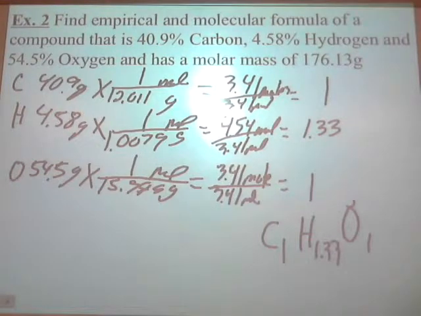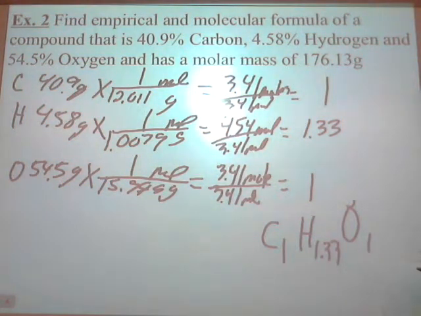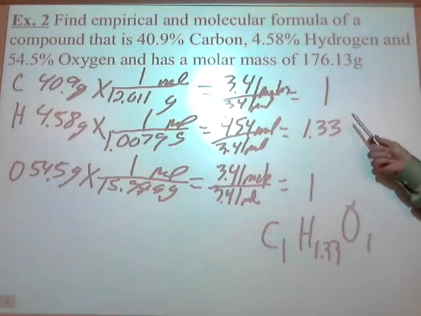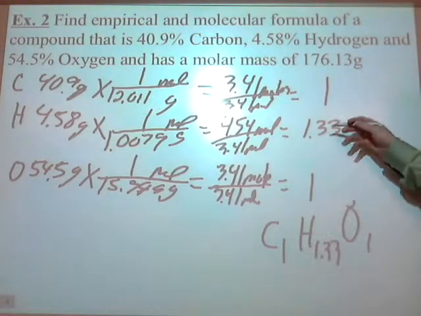What's the definition of the empirical formula? Because that's what I'm trying to find here first. The simplest whole number ratio. This is the ratio. The ratio is 1 to 1.33 to 1. It's just not in whole numbers. Is there a way I can make this ratio, keep the ratio the same, but make them whole numbers? What could I do? Exactly. You're going to have to multiply by this guy here. Make him into a whole number.